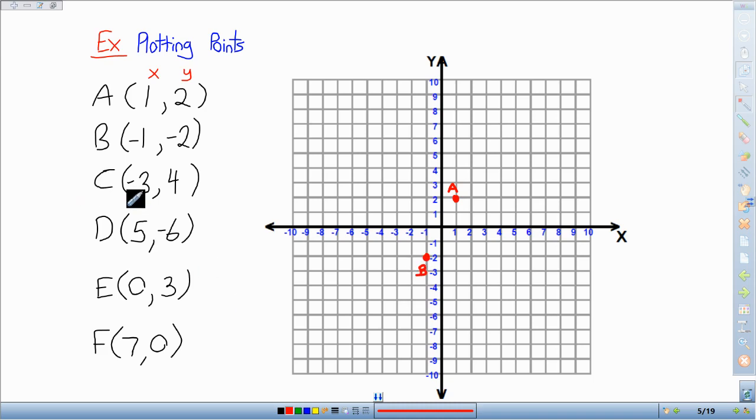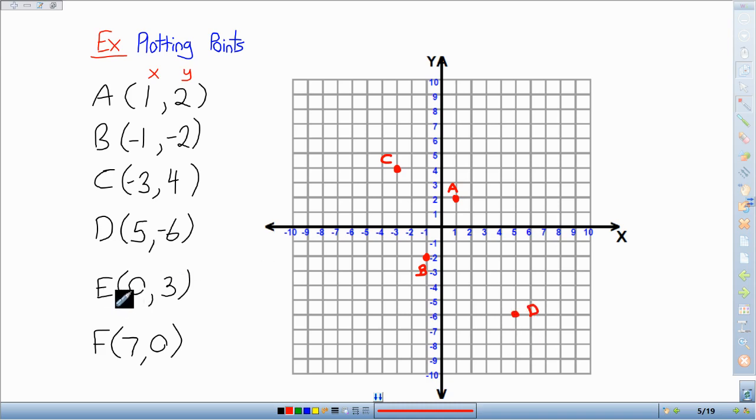Okay, point C is at negative 3, positive 4. So again, back to the center, we're going to negative 3 on the x, up to positive 4 on the y. There's point C. Okay, D is at positive 5, negative 6. So we're going to positive 5 on the x, down to negative 6 on the y. There is point D.